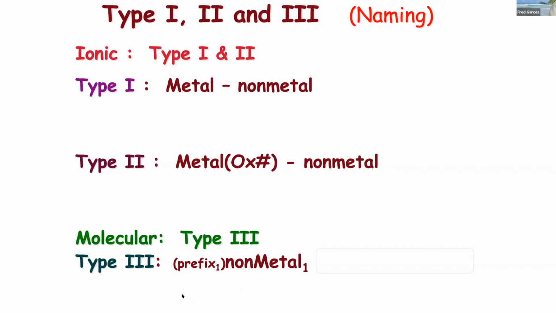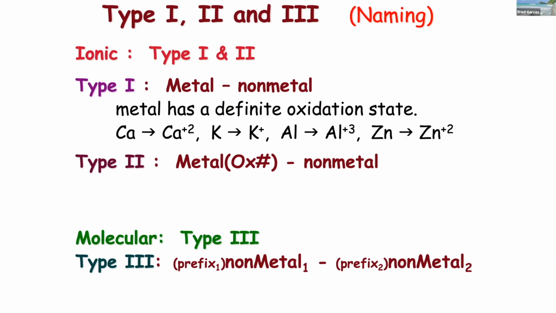Okay, so you first give the first non-metal a prefix and the second non-metal a prefix. So dihydrogen dioxide: the di in hydrogen means 2 hydrogens, the di in oxygen means 2 oxygens, so the formula is H2O2. Okay, that's for compounds that don't have metals.